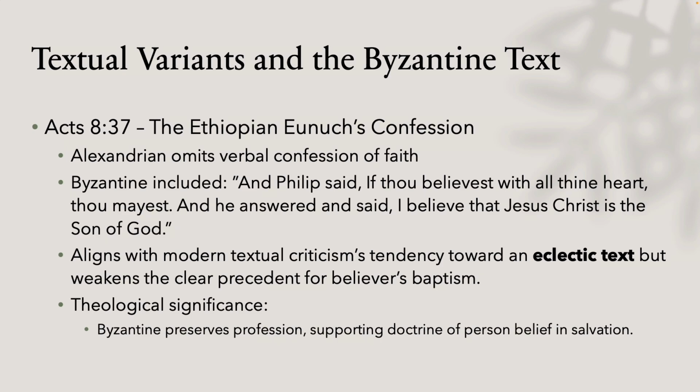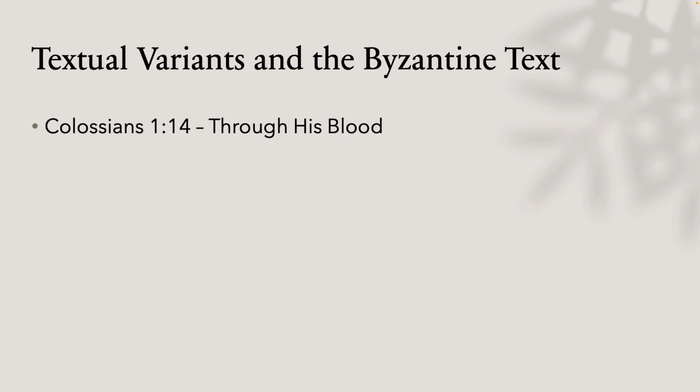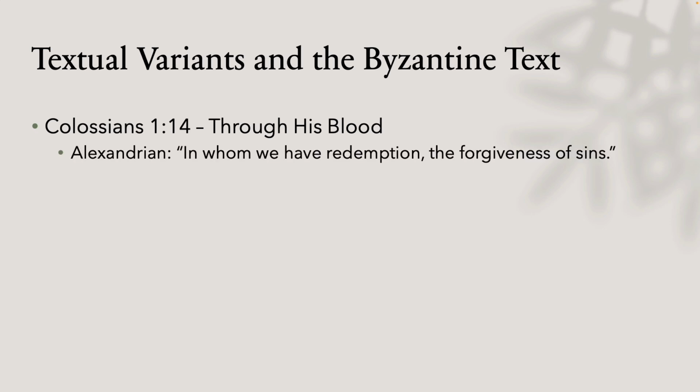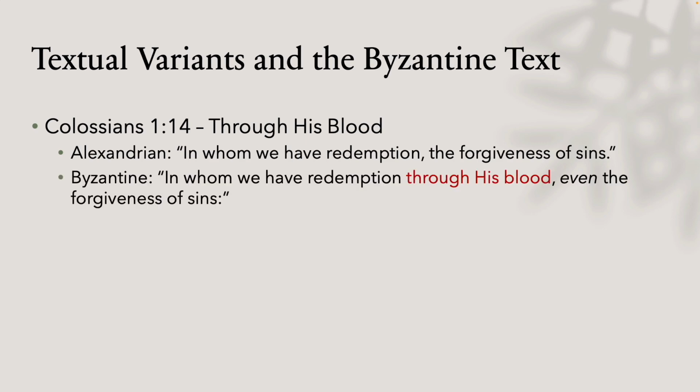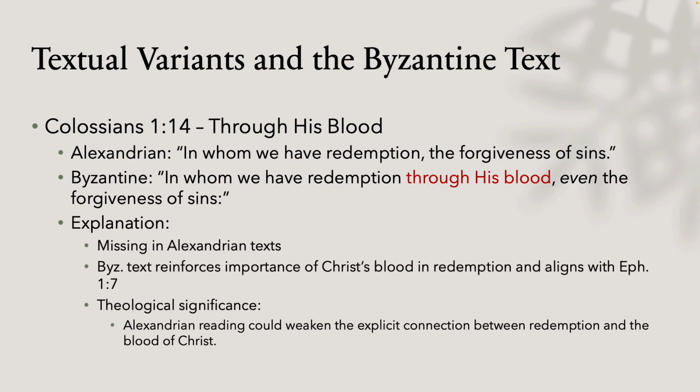Okay, so the next one is Colossians 1:14, through his blood. The Alexandrian reads, in whom we have redemption, the forgiveness of sins. Whereas the Byzantine text says, in whom we have redemption through his blood, even the forgiveness of sins. So the explanation here is that it's obviously missing in Alexandrian texts. The Byzantine reinforces the importance of Christ's blood in redemption, and aligns with other passages like Ephesians 1:7, which agrees with the Byzantine rendering.